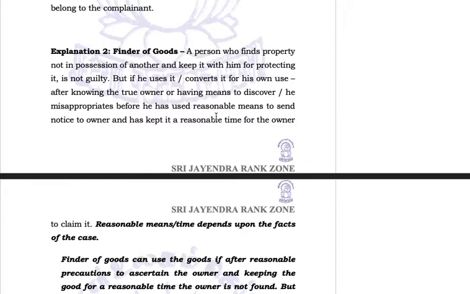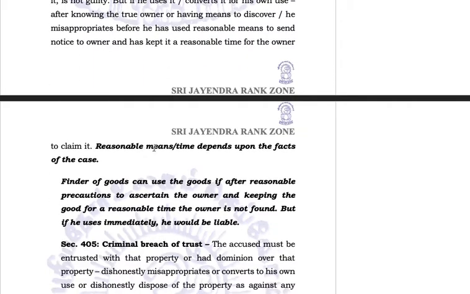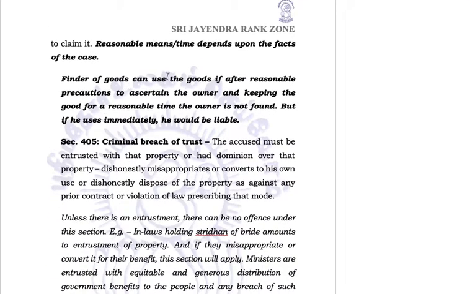If you are not able to find the owner, you can have the property, but you have to wait for the owner first. You cannot straight away use something which does not belong to you. You find it and start calling it yours. Reasonable means the time depends upon the facts of the case. The finder of goods can use the goods if, after reasonable precautions to ascertain the owner and keeping the goods for a reasonable time, the owner is not found. But if he uses it immediately, he would be liable.